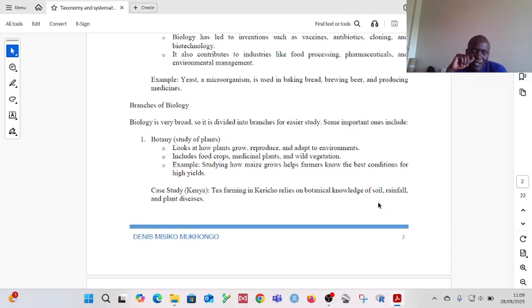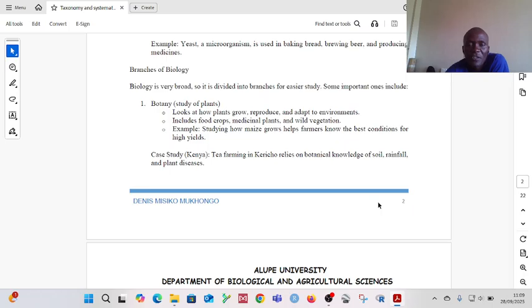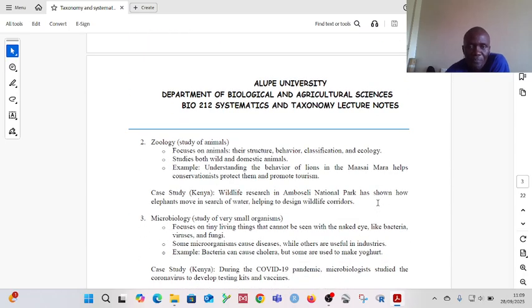So that is about the importance of biology. But what about the branches? Biology is a broad subject and it is divided into various branches. The whole importance of dividing it into various branches is to make studying it easier. Some of the key branches include, for example, botany, which involves the study of plants. Another one is zoology, which involves the study of animals.